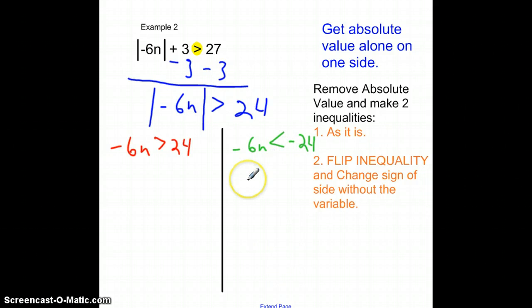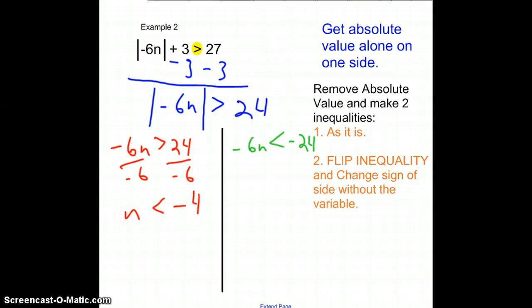Okay? Now as we go ahead and solve, we'll be doing some more flipping. We've got to divide by negative 6. You all know that if we divide by a negative or multiply by a negative, we have to flip that sign. So 24 divided by negative 6, n is less than negative 4. Over on the second equation, same thing, divide by negative 6. Again, we're dividing both sides by a negative, so we have to flip that sign again. Negative divided by negative will be positive 4.